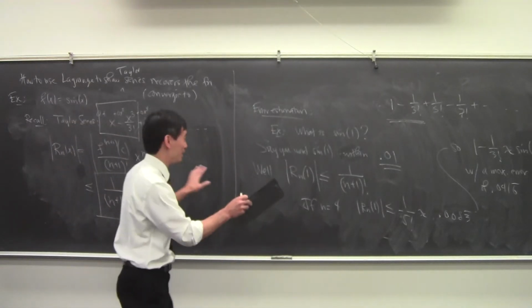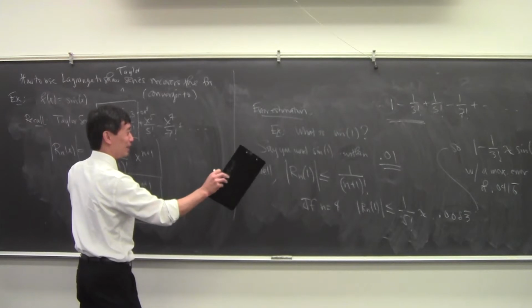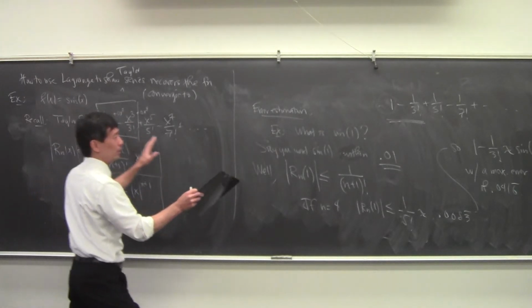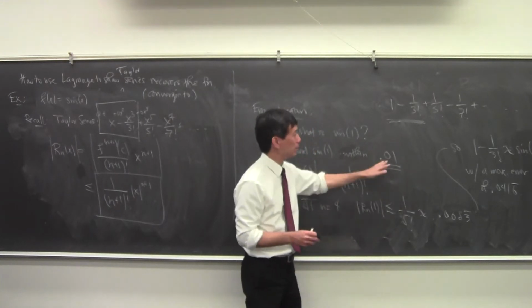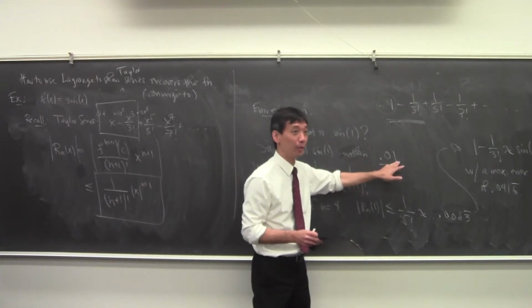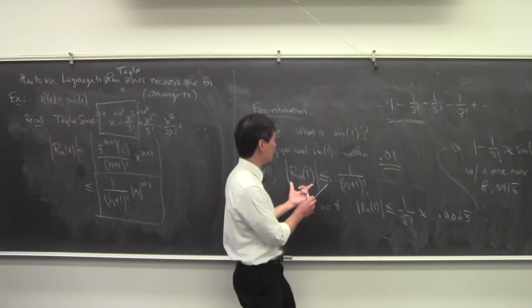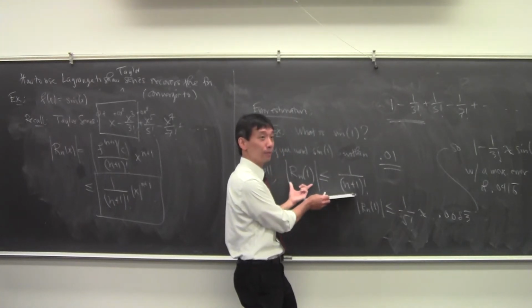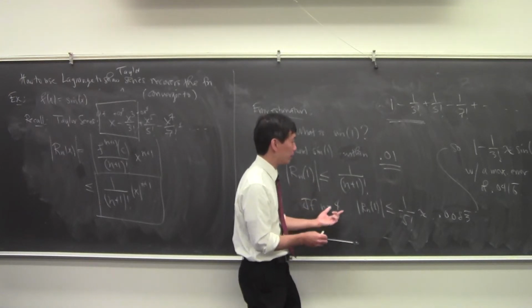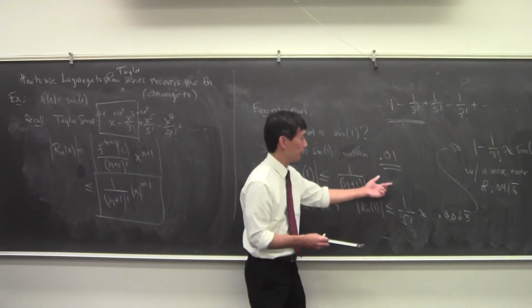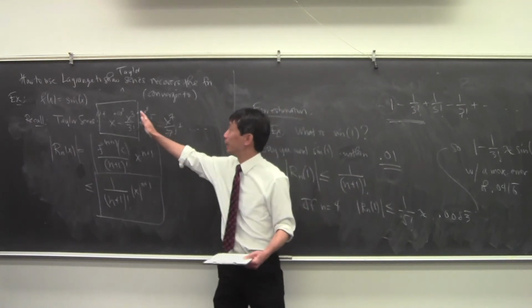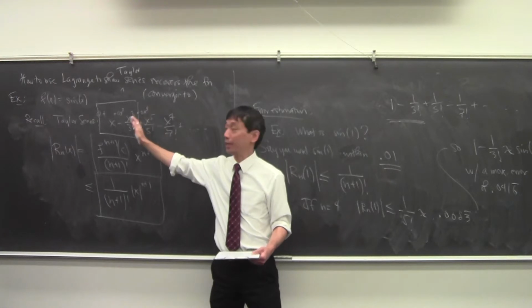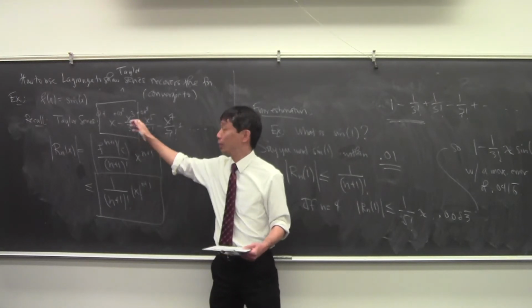Don't make it complicated. Somebody says you want to stay within 0.01, and the theorem says the error is smaller than this. You see that if n equals 4, this thing is smaller than 0.01. So take the sum up to the fourth term. That turns out to be 1 minus 1 over 3 factorial.